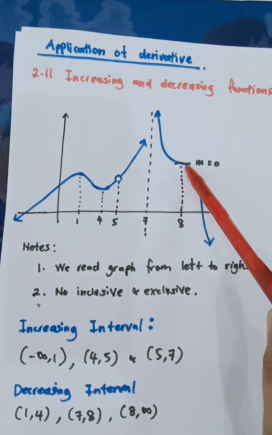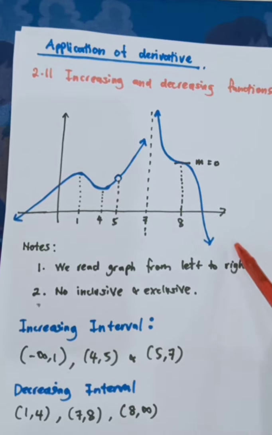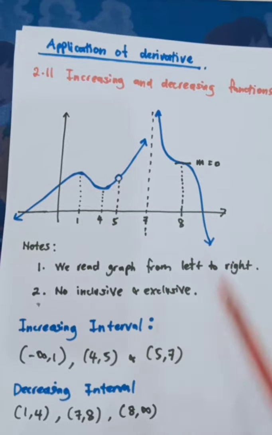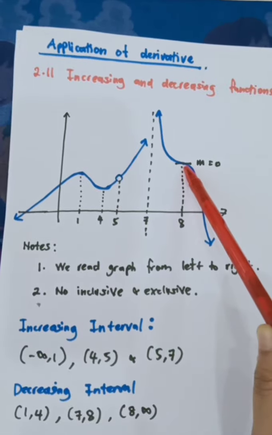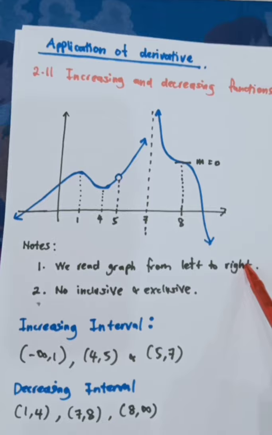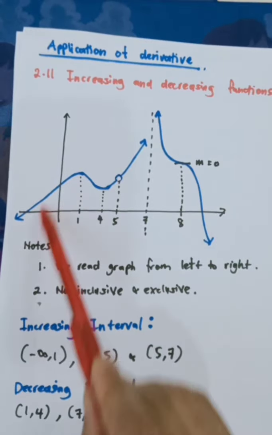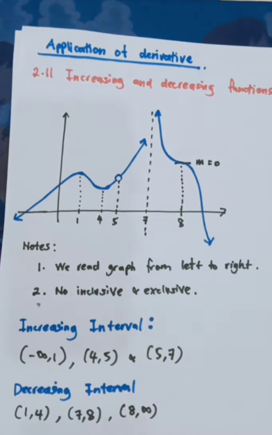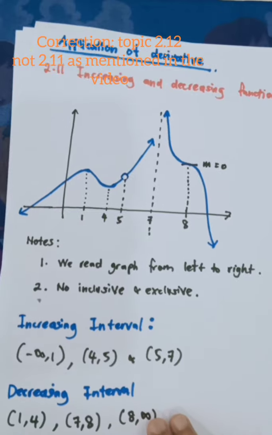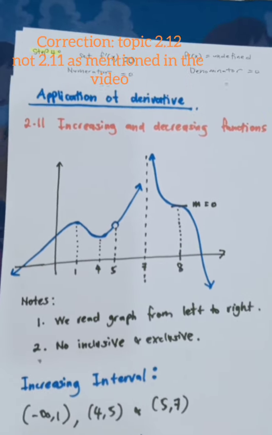And then 8 to infinity. Why 8 to infinity? Because the graph goes to the right. So 8 to infinity. Okay, this is the increasing, decreasing function. In this video, I also include topic 2.11.